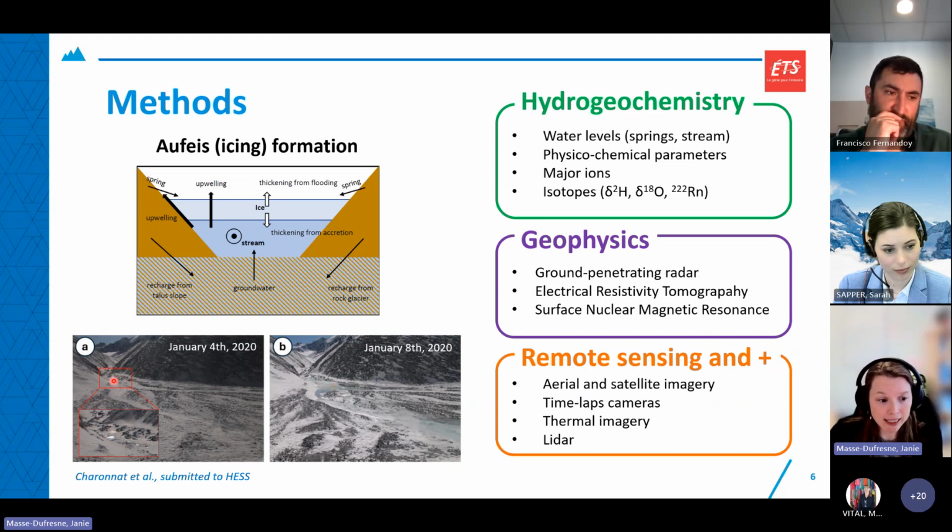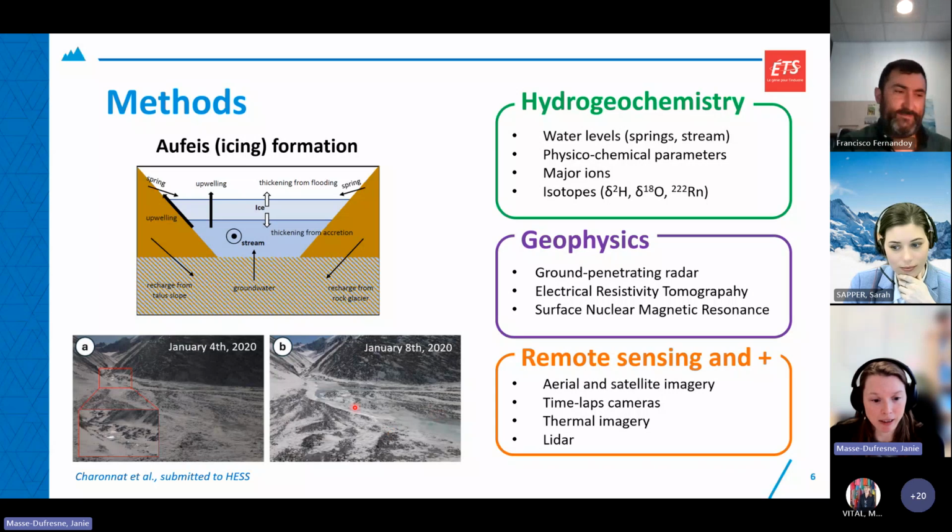And what we see is that within 4 days only, there is this huge amount of ice forming on the bed of the valley there. So it really forms a big water storage, and it's interesting to understand where this water is coming from, and is it forming every year or not, and why. So we've been using a suite of different methods there. So we combine hydrogeochemistry with isotopes, a few of them, with geophysics and remote sensing methods.